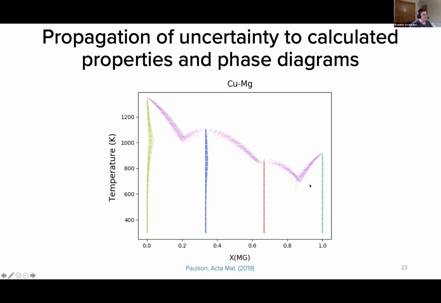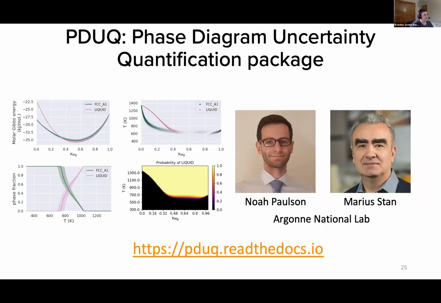And so again, just to put it together, here's the stacked up zero phase fraction lines, all of the phase boundaries, for all the different parameters that we selected in copper magnesium. All these figures are part of this PDUC package. Zique mentioned this earlier. This one is led by Noah Paulson and Marius Stan at Argonne National Lab. Again, this is a case where people are finding ESPEI useful to include in their work, and have even started to derive these analysis post-processing packages around it.